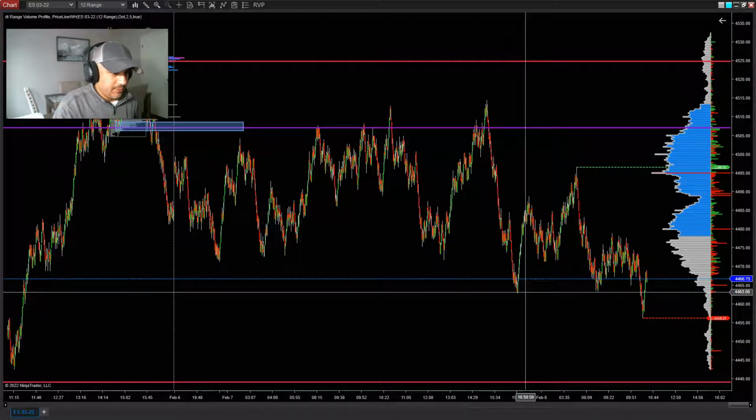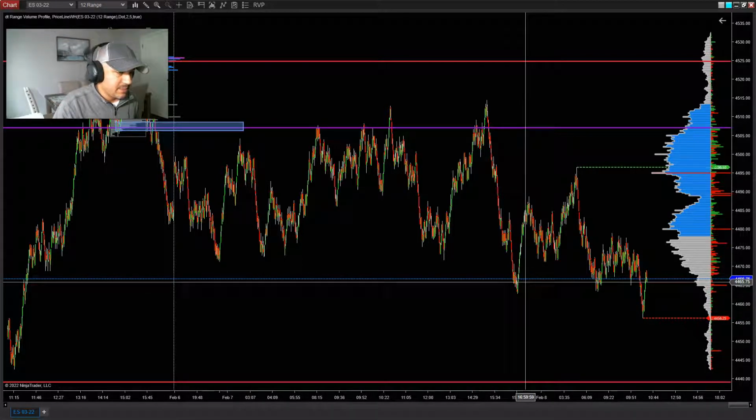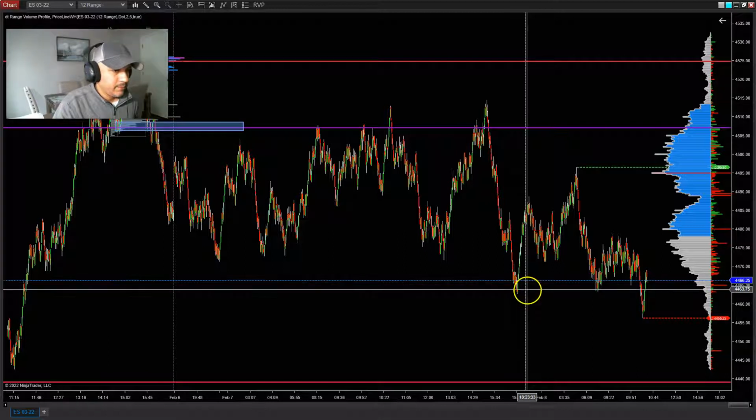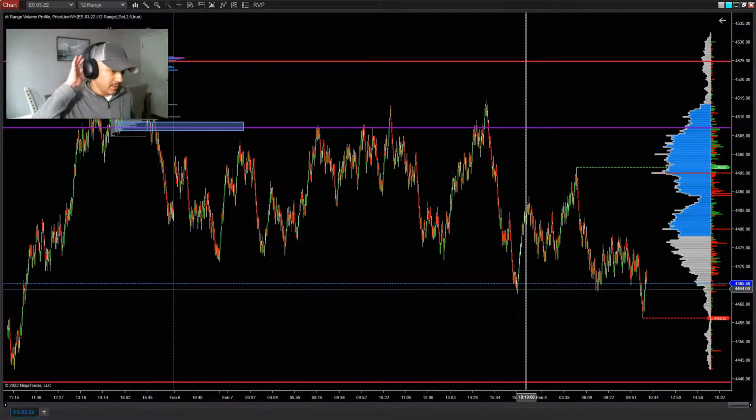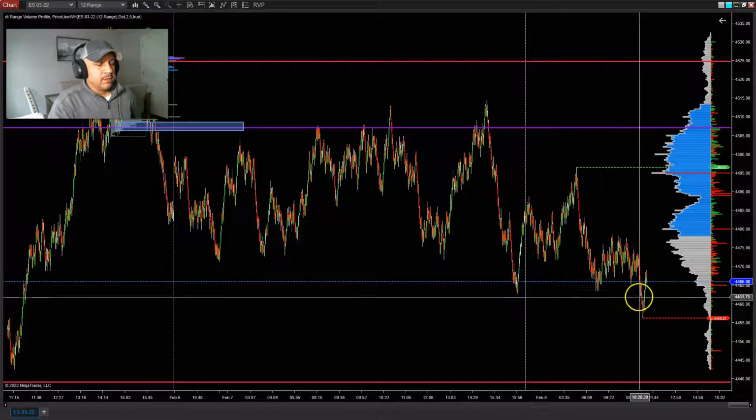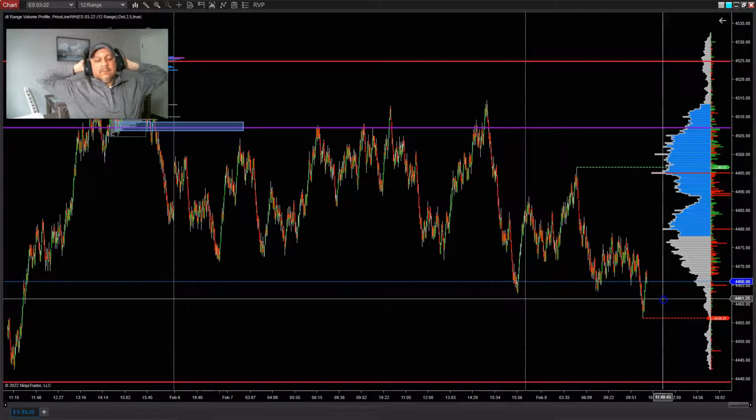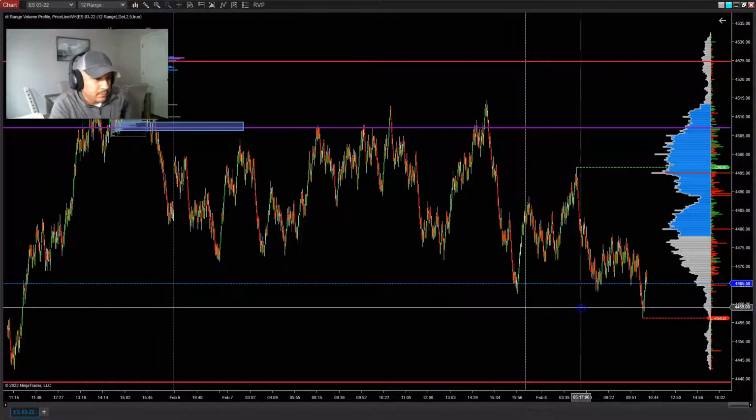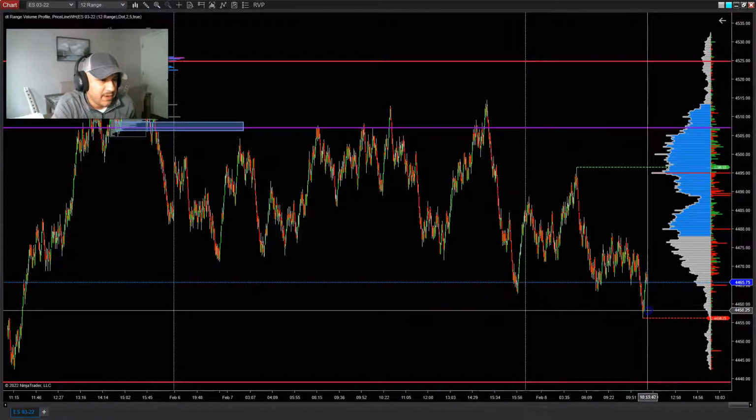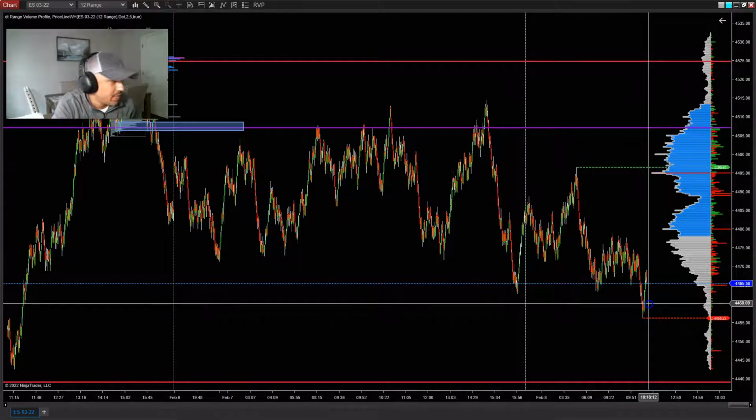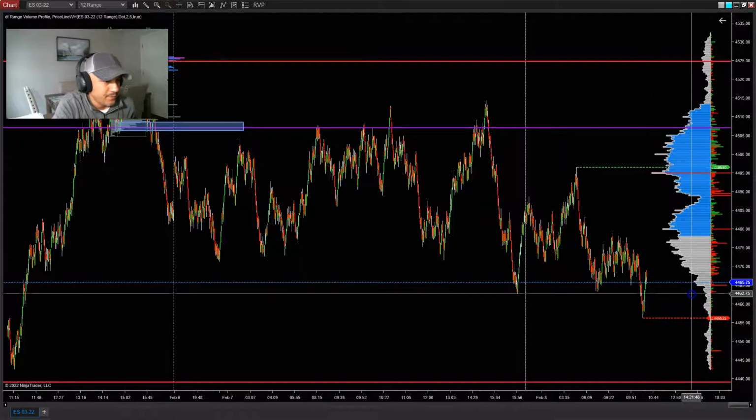Price may break 63 to the downside. I'm not sure yet, but I need to see what the market's trying to do here. Let's hold tight. Be mindful because price can come down here to this area right back here and bounce. So be careful.